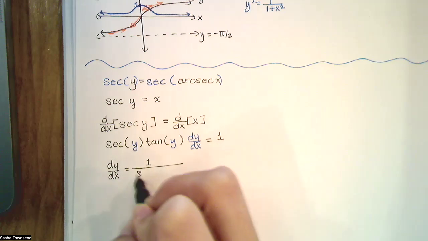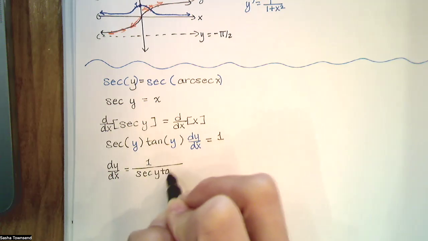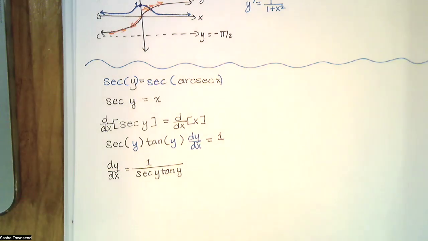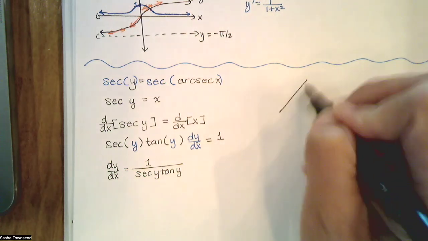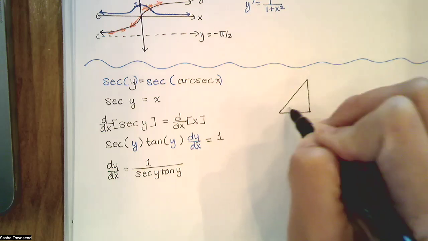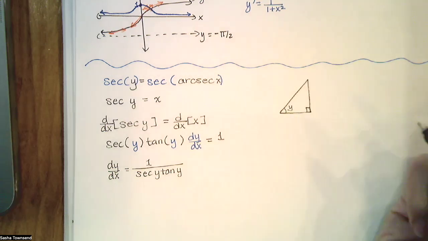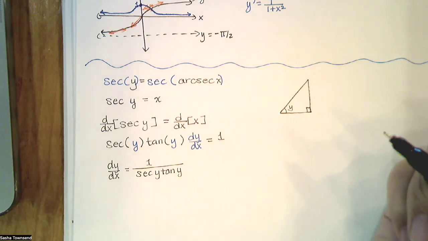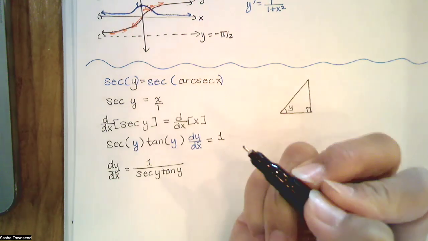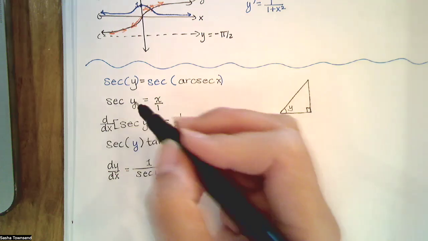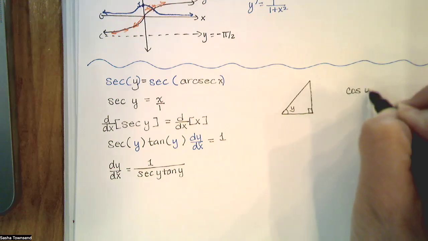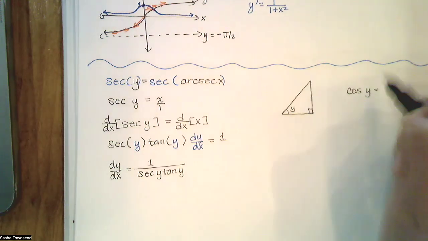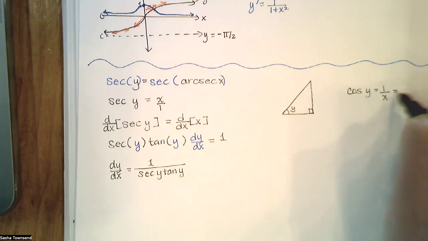So we can get dy dx by itself by dividing by this. And then we're very close to stating that answer in terms of x. I don't want it in terms of y, I want it in terms of x, so I draw my triangle. Y is the angle here. And we're going to label these sides in terms of x. We know the secant is x divided by 1. The secant of y is x divided by 1. And secant is 1 over cosine. So I'm just going to write cosine is the reciprocal of this, it's 1 divided by x.